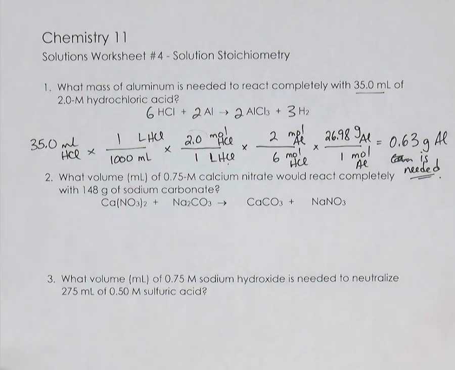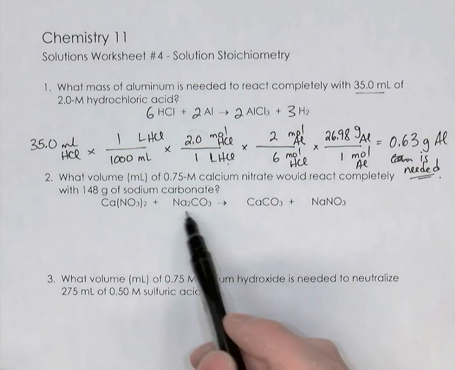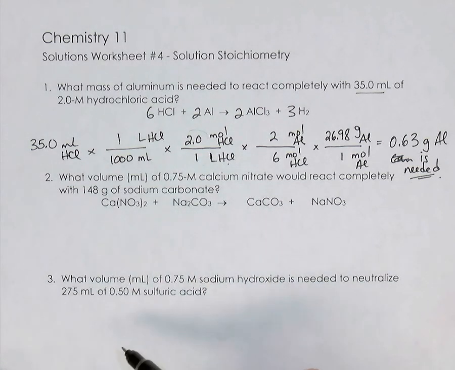Question number 2. What volume in milliliters of 0.75 molar calcium nitrate would react completely with 148 grams of sodium carbonate? So this is a similar question to the one we just did, but instead of giving us the volume and the concentration and asking what mass will react with it, we're doing this the opposite direction. We're given a mass of sodium carbonate, and we want to know what volume of the other reactant, the calcium nitrate, would react with it. So we'll assume the calcium nitrate is a solution, 0.75 molar, and the sodium carbonate must have been a solid. We're measuring out 148 grams.